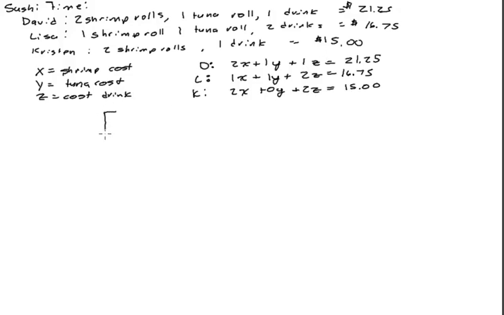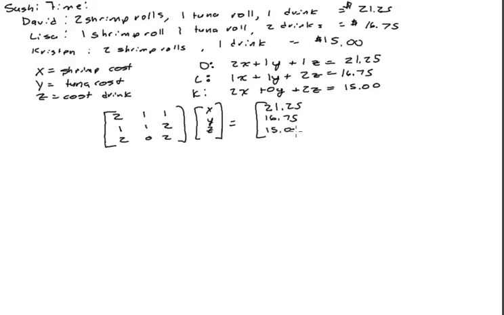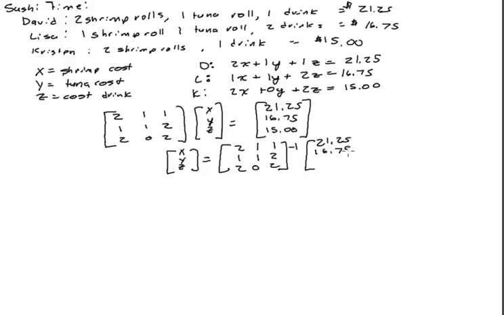This system of equations is the same as if I write the matrix 2, 1, 1, 1, 1, 2, 2, 0, 2 times the matrix x, y, z equals the matrix 21.25, 16.75, 15.00. Now to solve this, x, y, z will equal 2, 1, 1, 1, 1, 2, 2, 0, 2 inverse times 21.25, 16.75, 15.00.